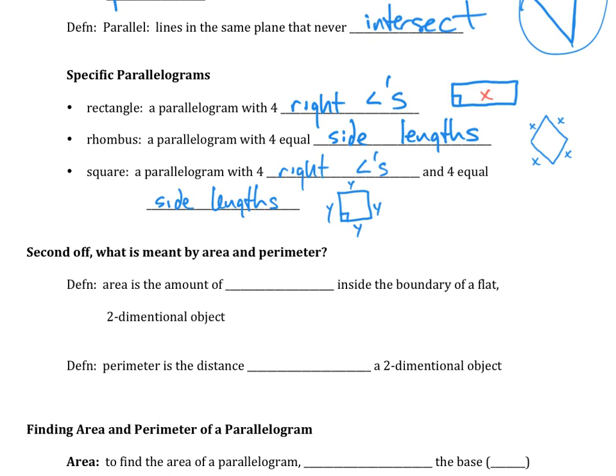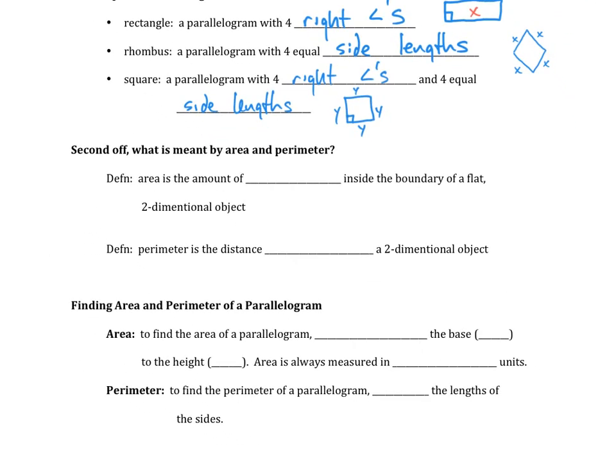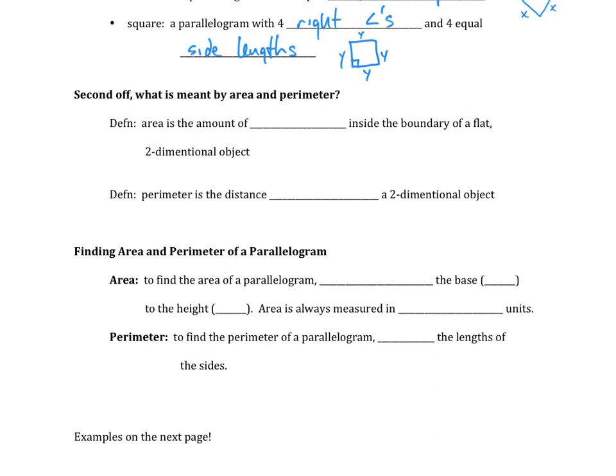Is a rhombus a square? No. Because a rhombus says the 4 side lengths have to be the same, but we don't care about the angle measures. But is a square a rhombus? Yes. A square is a specific type of rhombus. A square is a rhombus with right angles. Okay? So yeah, it's just hurting your brain a little bit, but these things all have connections to each other. Okay? Next part, what is meant by area and perimeter?